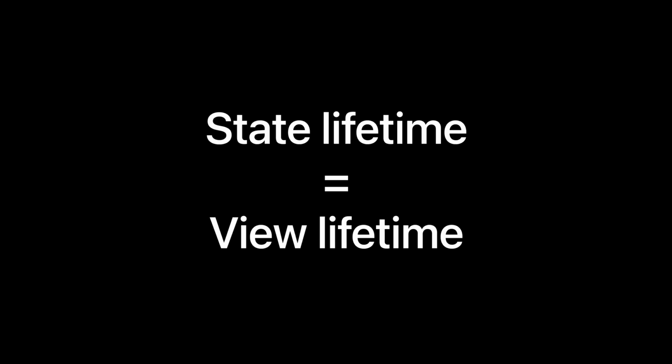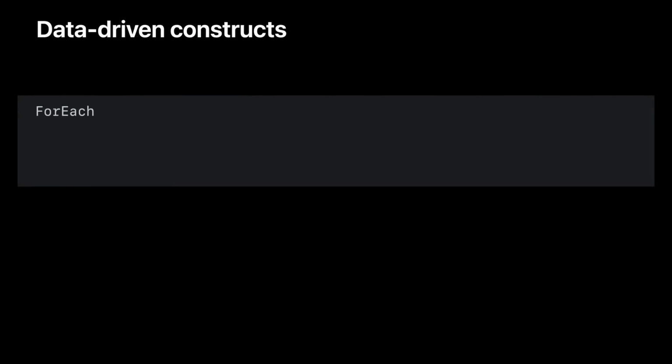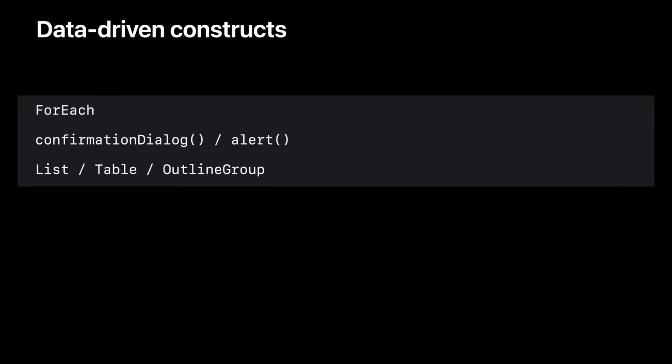This is a very powerful concept because we can clearly separate what is the essence of a view, its state, and tie that to its identity. Everything else can be derived from it. And your data is so important that SwiftUI has a set of data-driven constructs that use the identity of your data as a form of explicit identity for your views. The canonical example of this is ForEach.